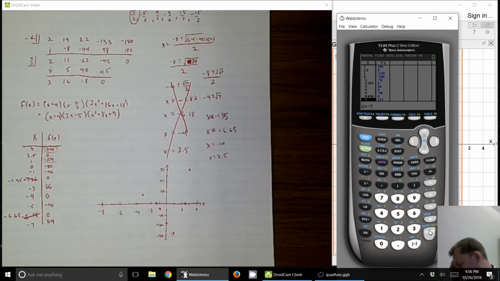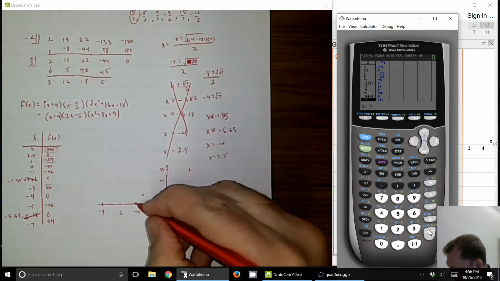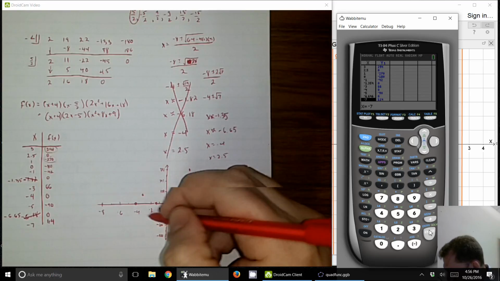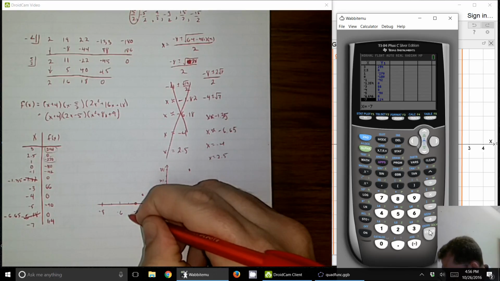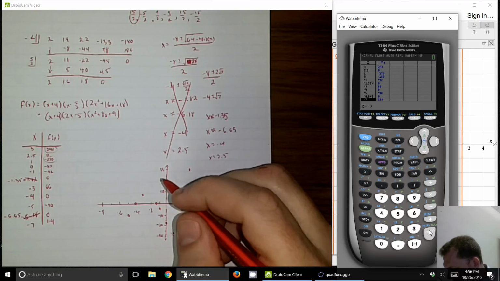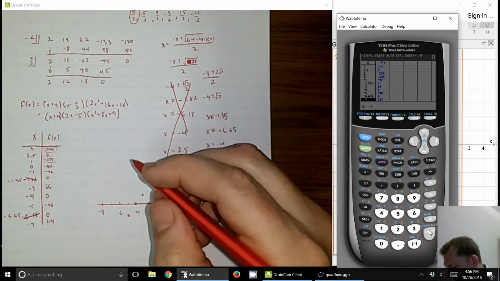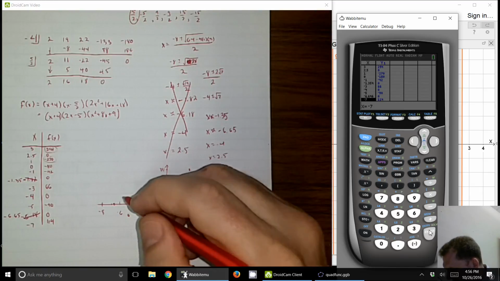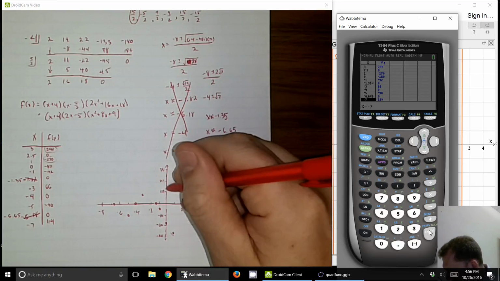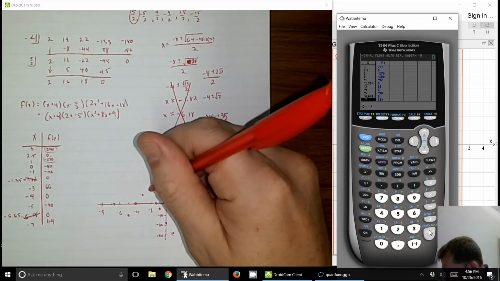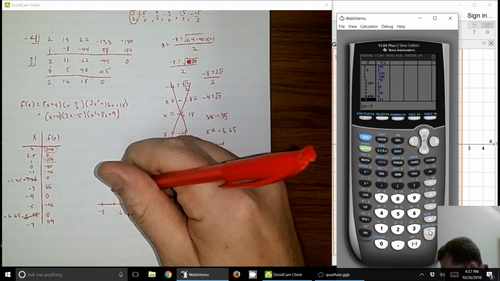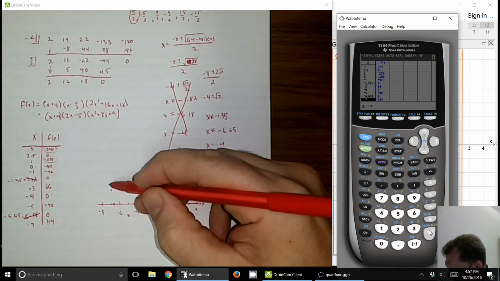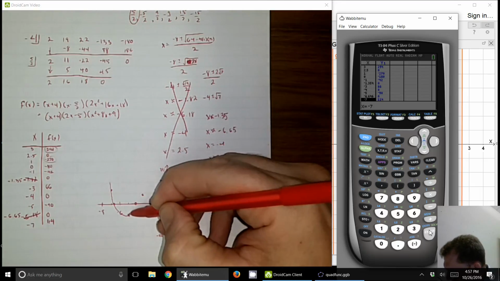Negative 4 is a 0. Negative 5 is a negative 90, so it's almost down to negative 100. Negative 6 2/3 gives us a 0. And then negative 7 gives 114. Alright, so it's looking like what's happening here is this is going to do this.